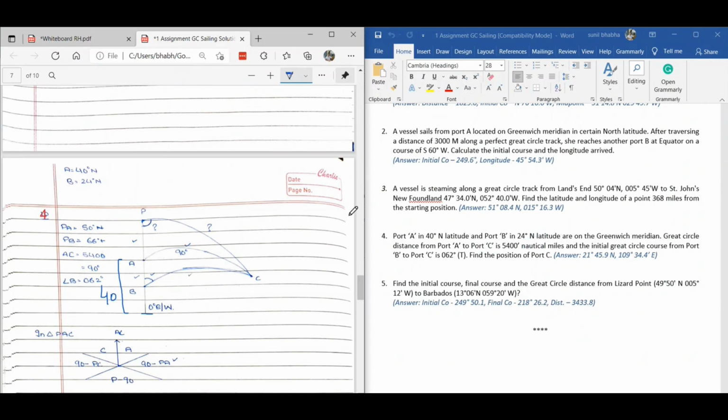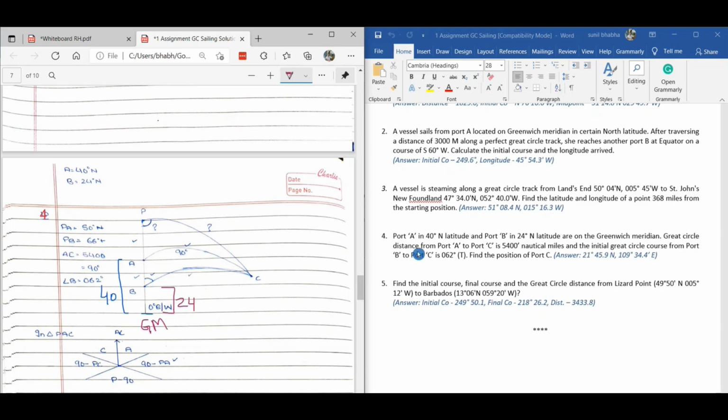Port B is in 24 north. Let me show port B also. The port B is at 24 north. So from here to here, this will be 24. This is the Greenwich meridian. Let me write it as GM.